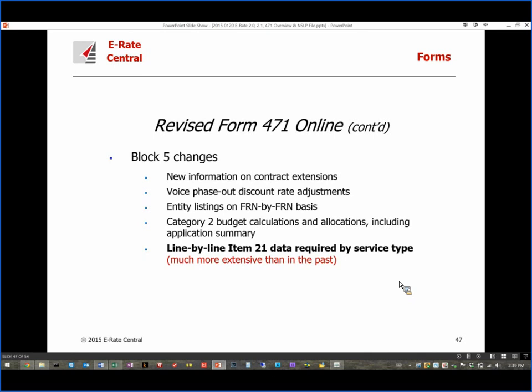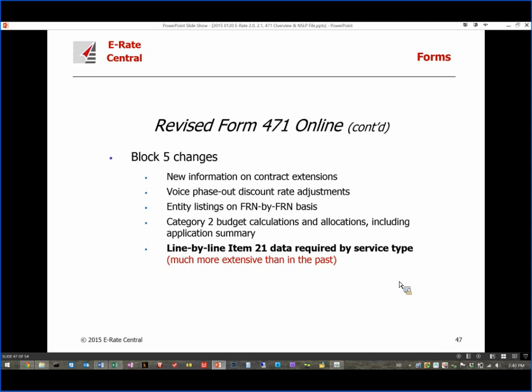On the 471, particularly Item 21, we have major changes. There's all sorts of new information being asked about the contracts. The voice phase-out discount gets adjusted in there. Entity listings are on an FRN by FRN basis, and I think most people were just overwhelmed by not only the amount of information, but particularly if you were filing for a large application, how in the world you were going to enter all this.